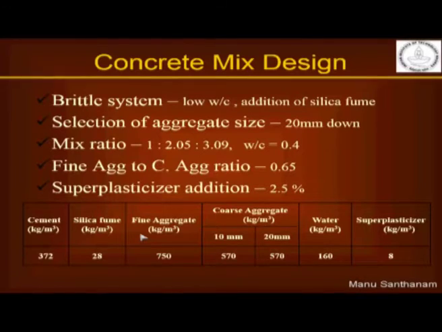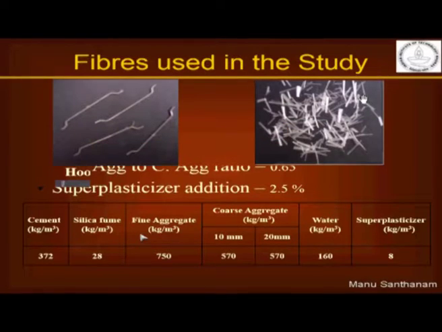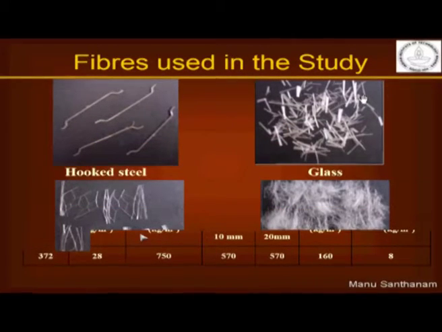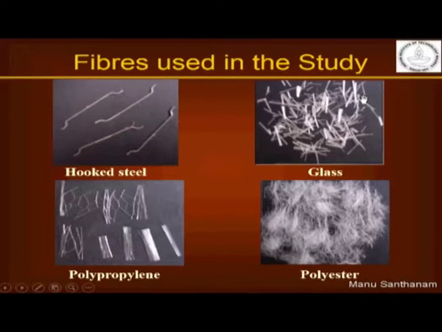So the concrete mix design is presented here. As I told you, we chose a high strength concrete mix which was expected to be brittle. Okay, we had a water to cement ratio of 0.4, and the cementitious material also involved silica fume at a certain dosage. This concrete gave a compressive strength of about 65 megapascals at 28 days. These were the different fibers used in the study. We used hooked steel fibers, glass fibers, polypropylene fibers that were fibrillated. You can see the fibrillation in the polypropylene, and then polyester fibers.